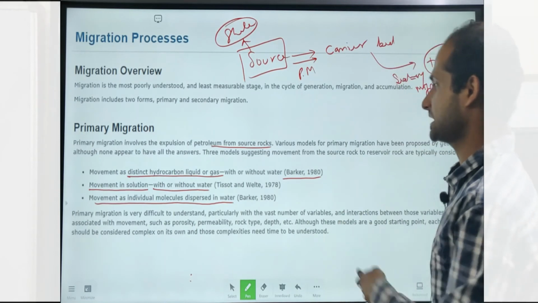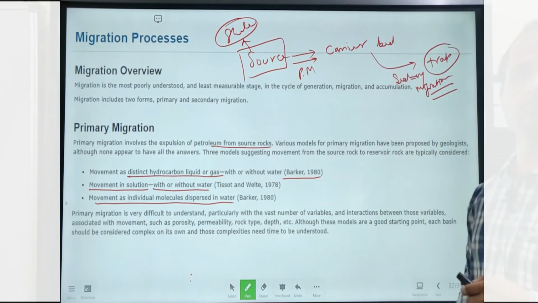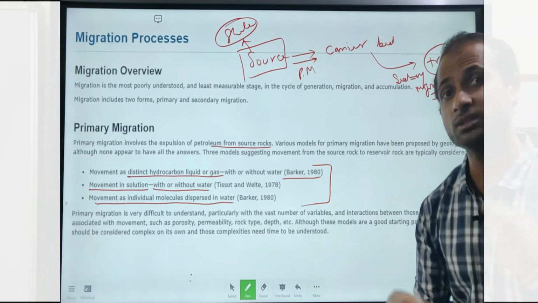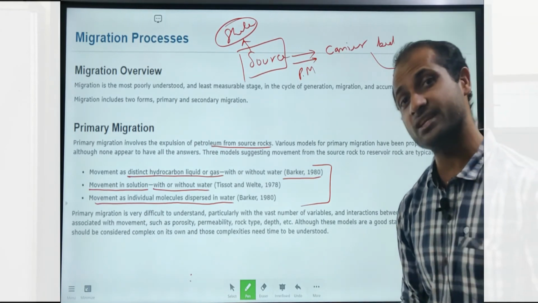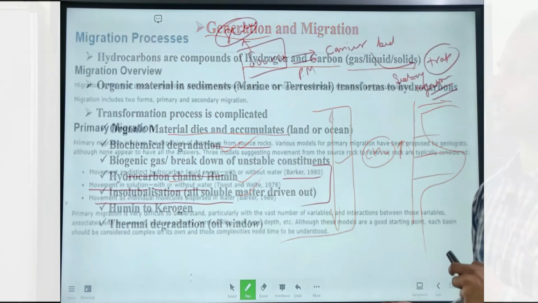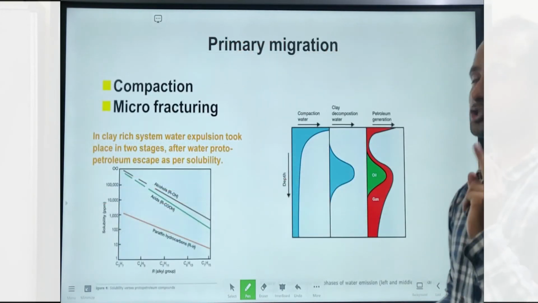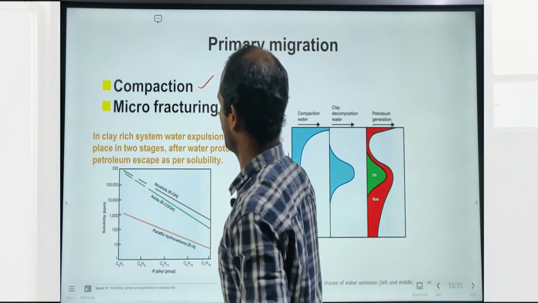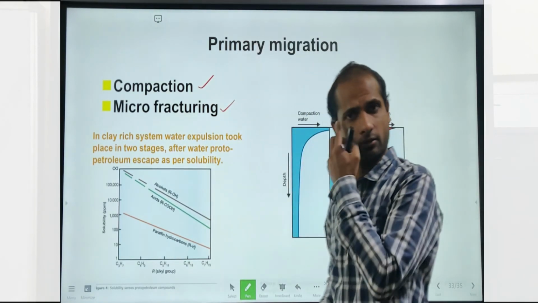So these are some theories which are being proposed for primary migration. But how does this migration take place if the shale is impervious? For primary migration there are two factors involved. One is compaction, second is microfracturing.